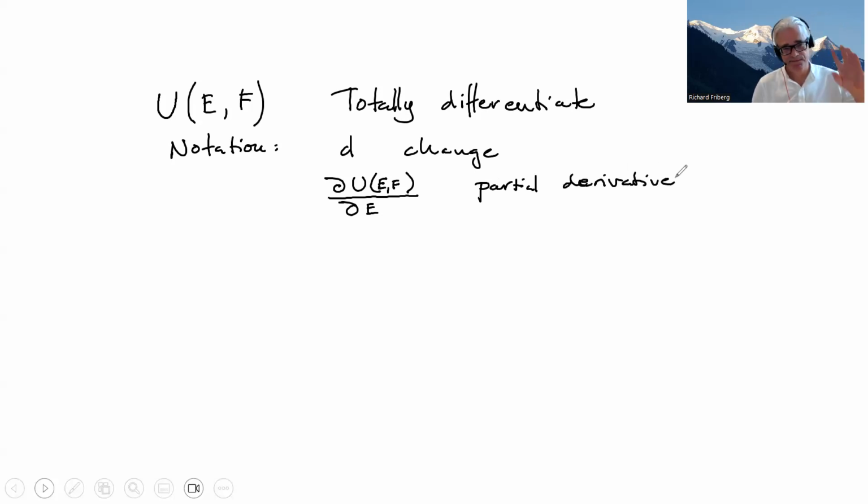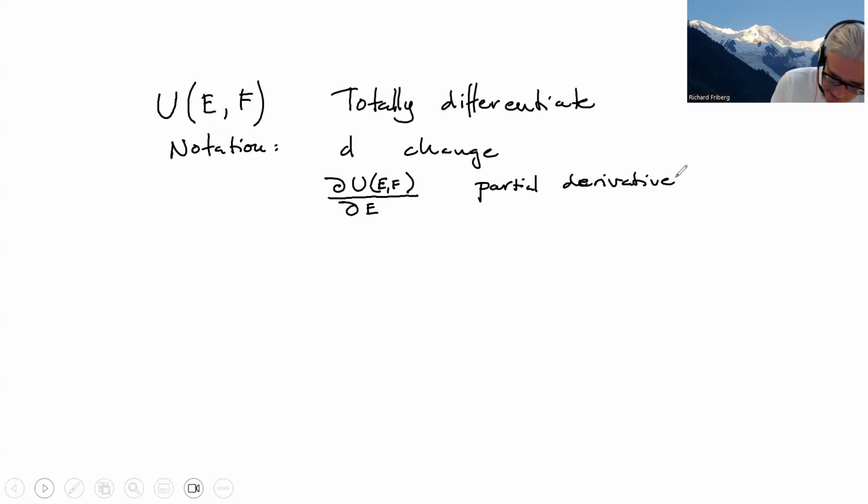Okay, so we have this function U that depends on E and F and parameters. What's the change in utility if I'm changing E just a little bit and keeping everything else fixed? The partial derivative. It's a function of several variables, and we're changing only one of those and seeing what happens to the dependent variable.